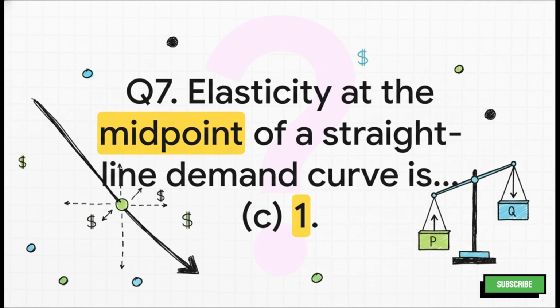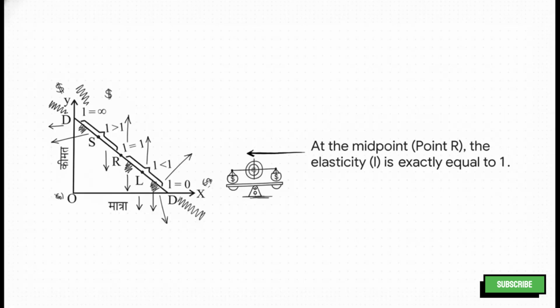Our next question ties in perfectly with that last point. It asks what the elasticity is at the exact midpoint of a straight line demand curve. And the correct answer is, it's equal to 1. Let's look at this slide. The diagram shows it perfectly. On this linear demand curve, you can see that above the midpoint, elasticity is greater than 1. Below it, it's less than 1. But right at that center point, labeled here as point R, the elasticity is exactly equal to 1. We also call this unitary elastic.